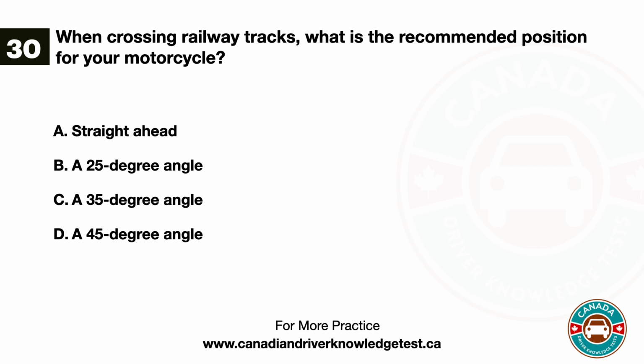Question 30. When crossing railway tracks, what is the recommended position for your motorcycle? A. Straight ahead. B. A 25-degree angle. C. A 35-degree angle. D. A 45-degree angle. The answer is A. Straight ahead.